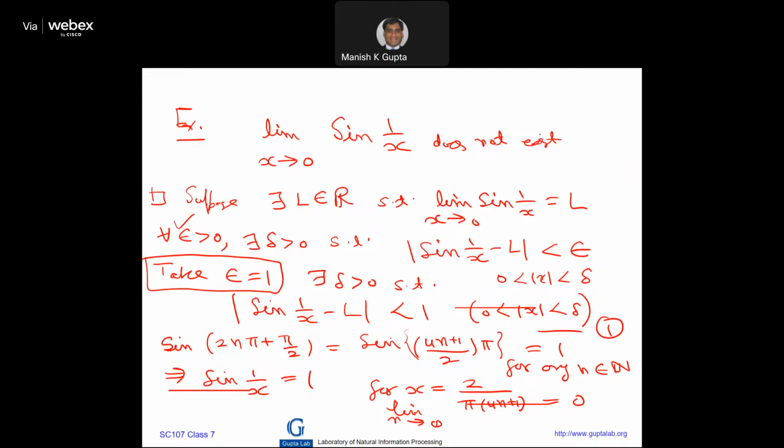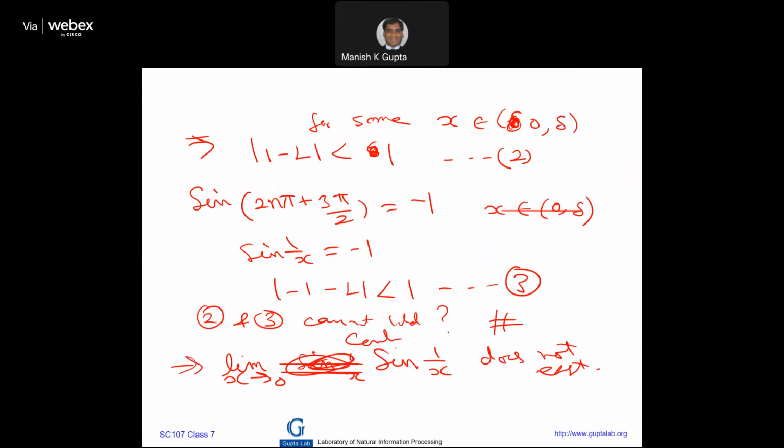Because we are arriving at a contradiction, we can choose specific values. For contradiction, there is no problem. But if you have to show that something exists, that the value is there, then you have to do certain other things. Okay. So now we are ready with our next example.